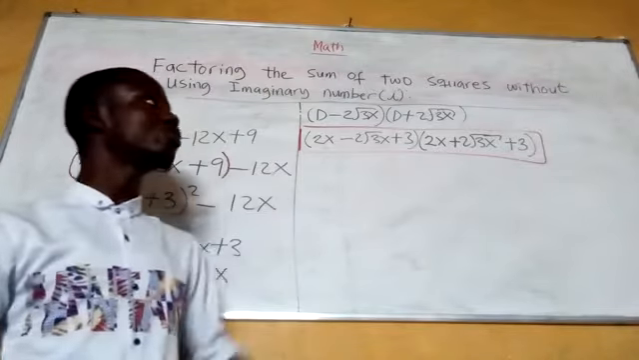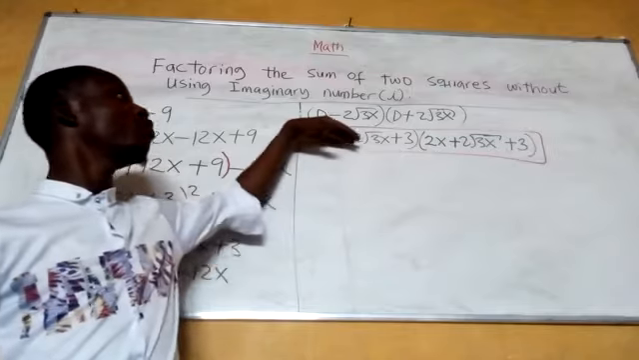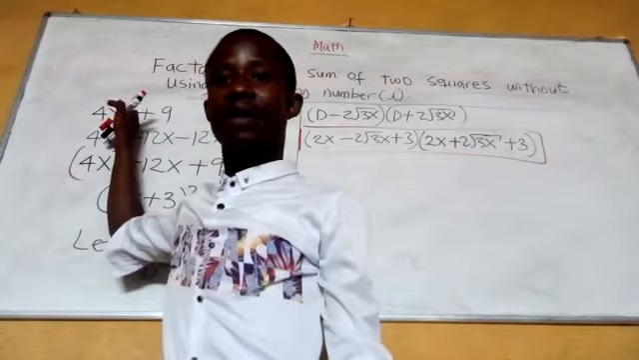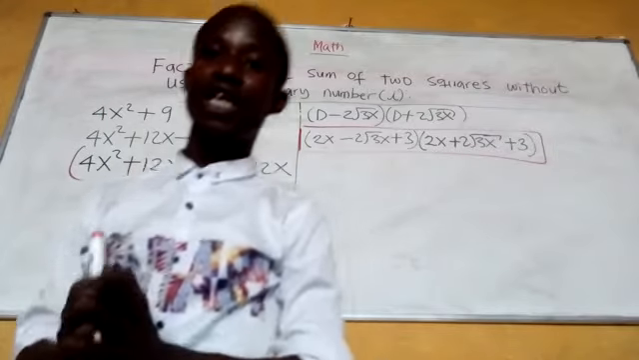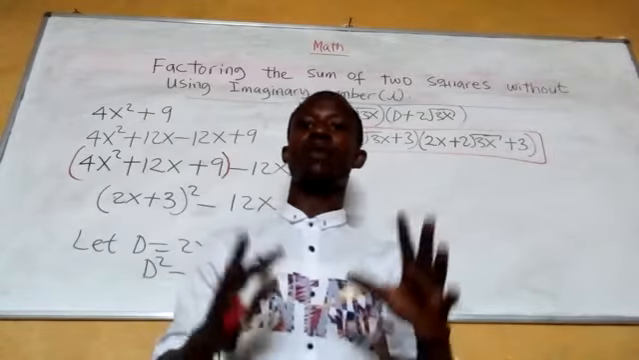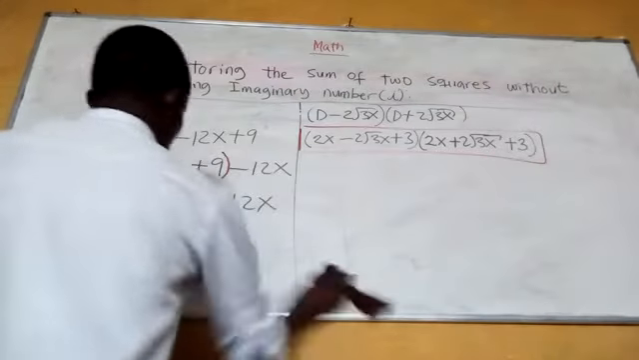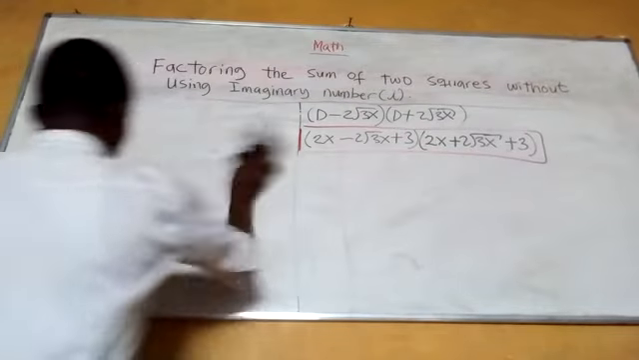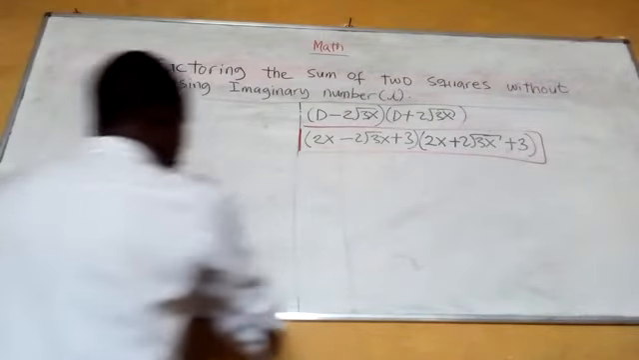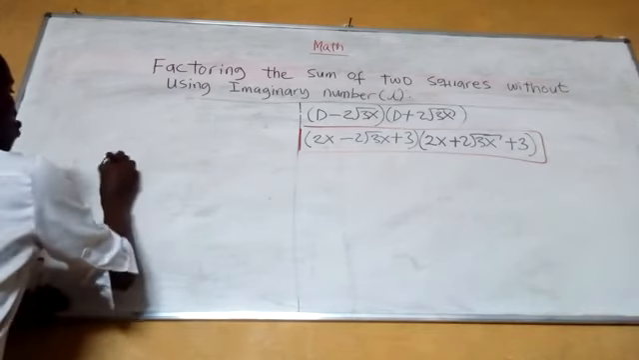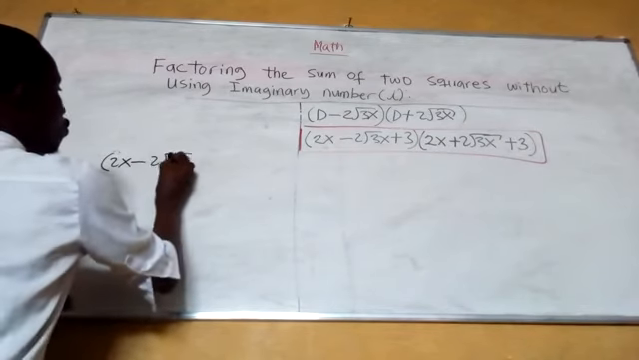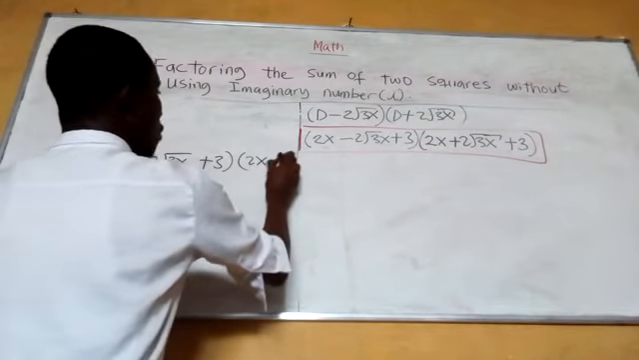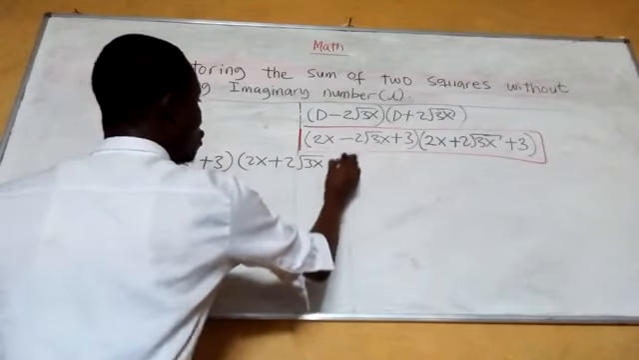To conclusively conclude, let us prove this. Let us multiply the two factors to see whether we can come back to our original problem. Then we can be convinced that the sum of two squares can be factorized. So let us do our proof. So here, our factors given to us: we have 2x minus 2 root 3x plus 3, and we have 2x plus 2 root 3x plus 3.